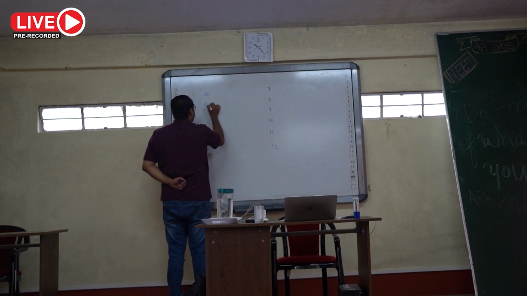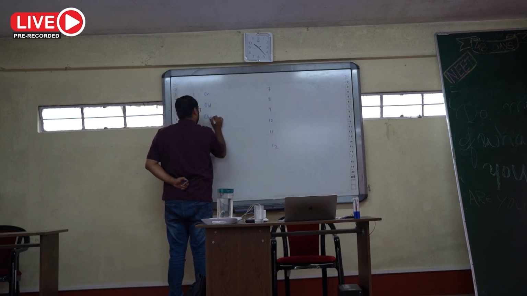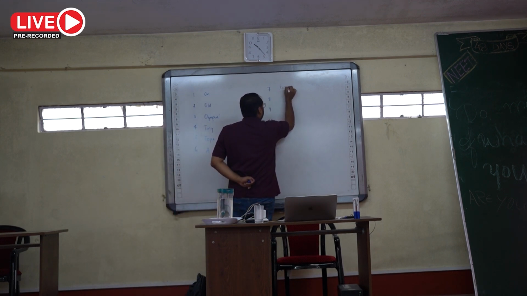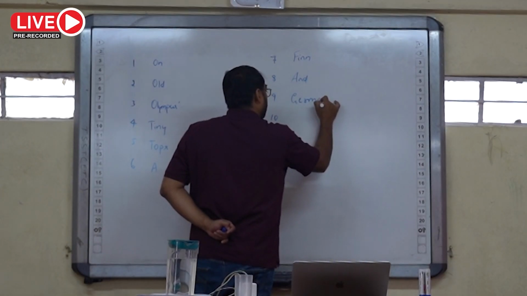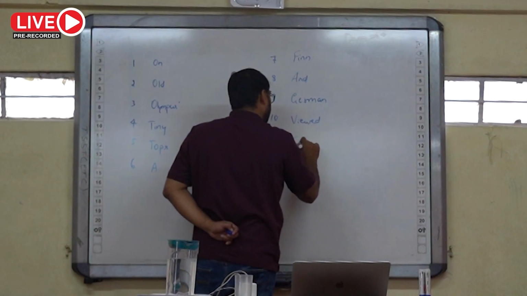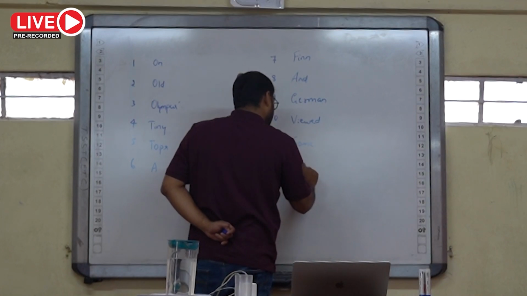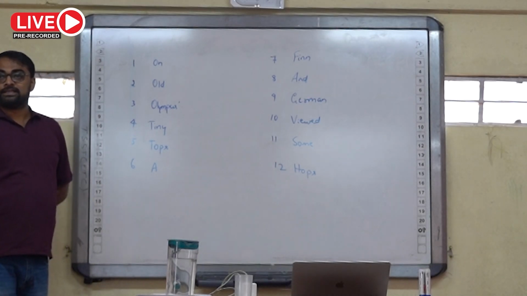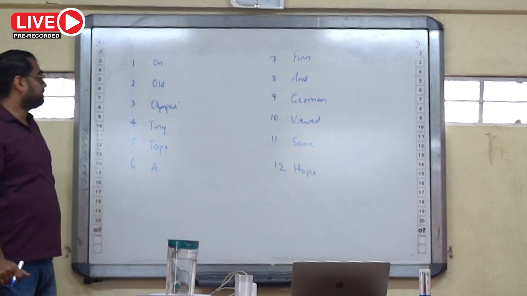On old Olympus, tiny tops, a Finn and German viewed some hops. Alright, this is for the names of the cranial nerves.